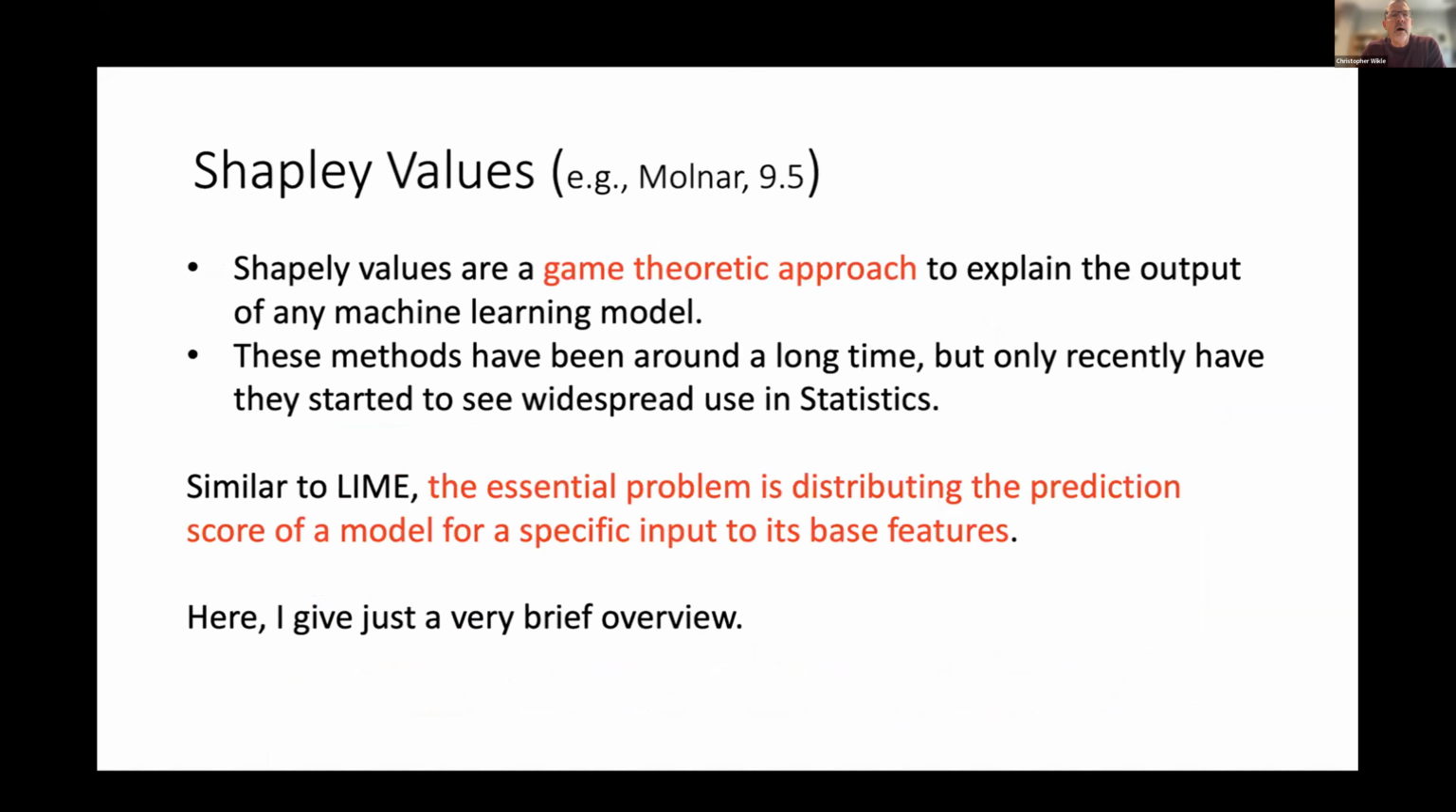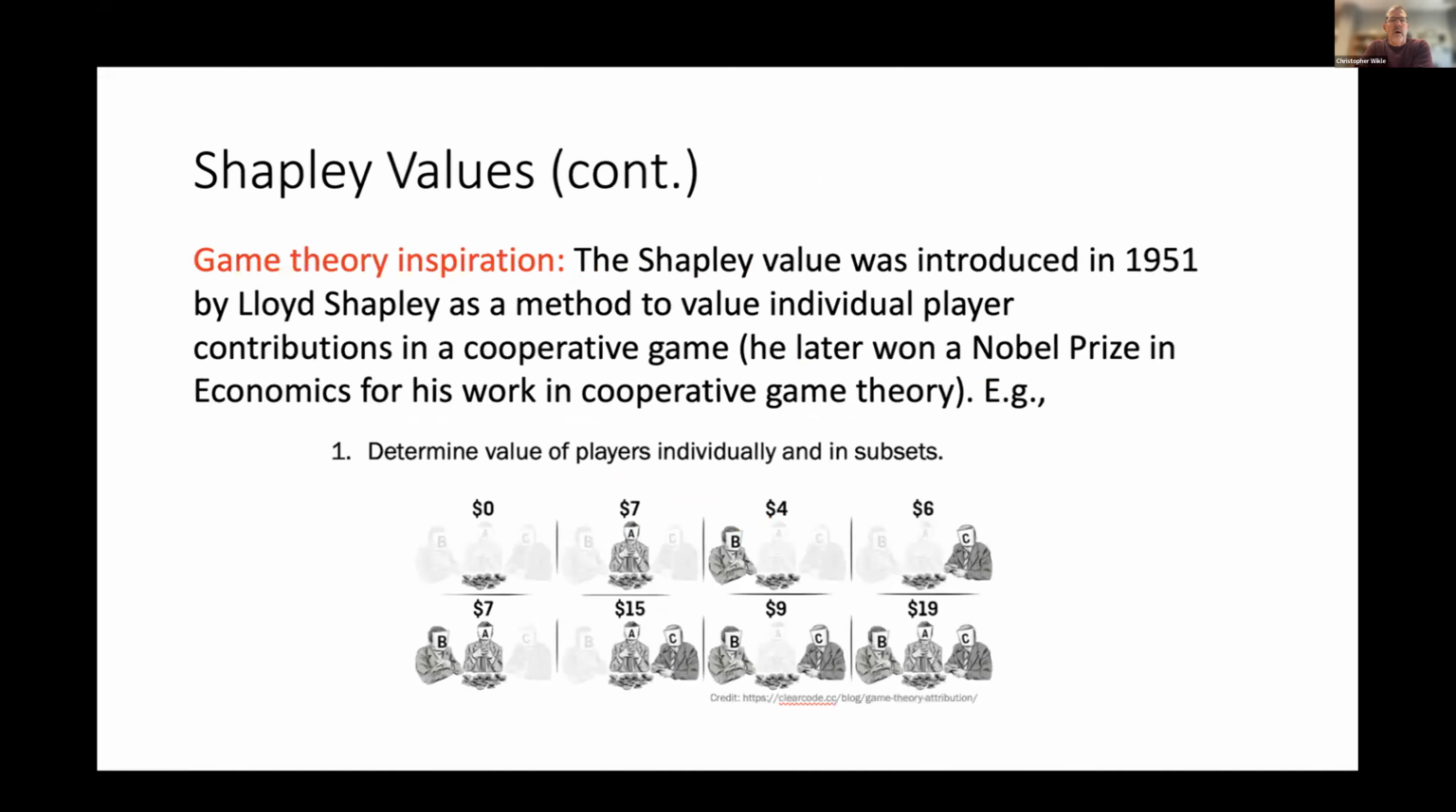And then the last one that I'll talk about, and it's the most, I guess, sound theoretically, are called Shapley Values. It's a game theoretic approach to explain output from any machine learning model. And it's been around a long time, as I'll tell you in a second, and just hasn't been used that much in statistics. And I'm not really sure why, because once you start looking at it, it's really got some nice properties. Similar to LIME, the problem is we're going to distribute the prediction score of a model into these base features to try to help explain what's going on. So this was inspired by game theory by Lloyd Shapley back in the early 50s. And he actually won the Nobel Prize for this in economics in the area of cooperative game theory.